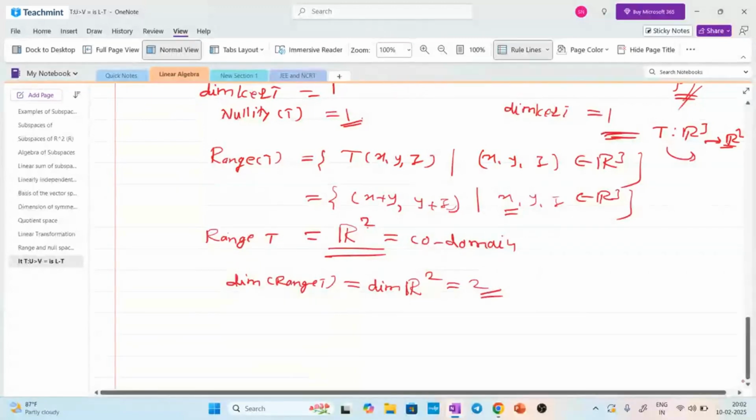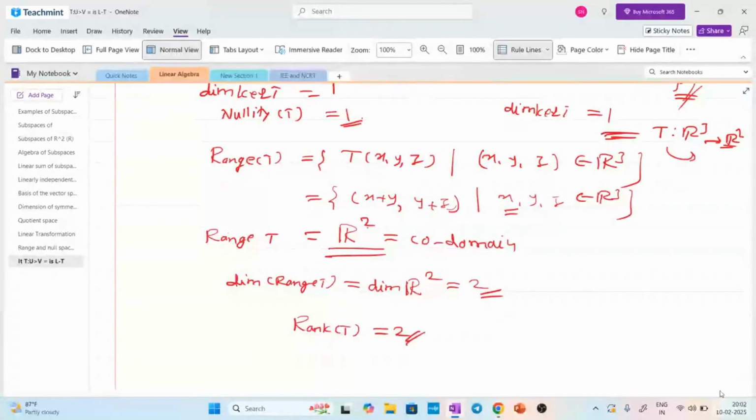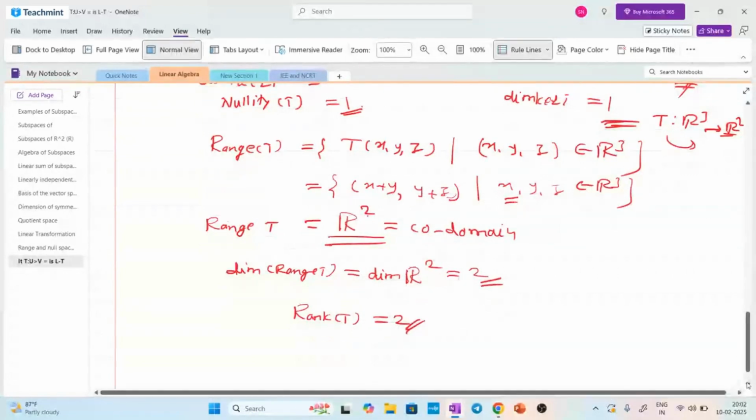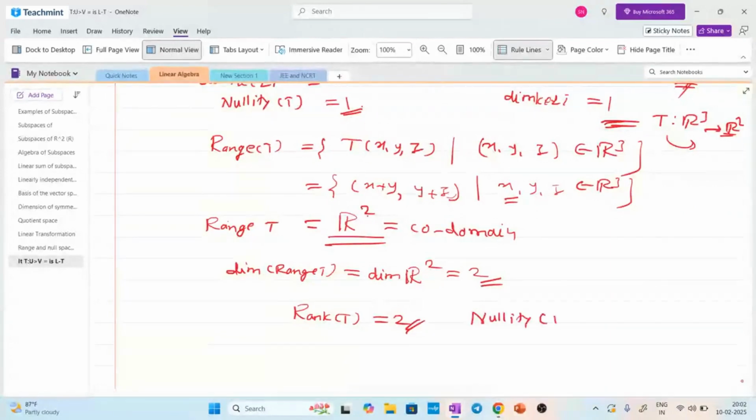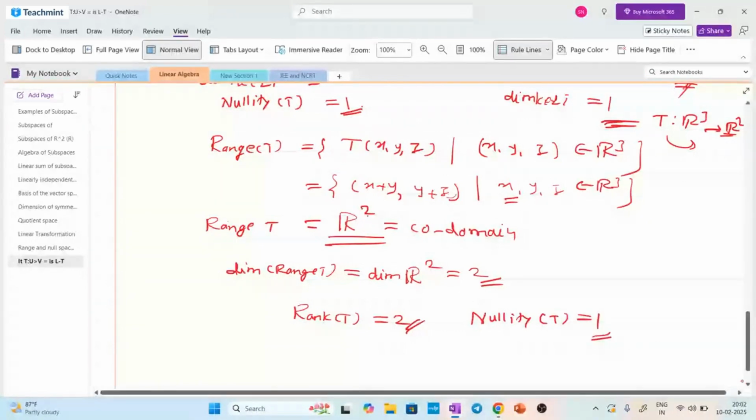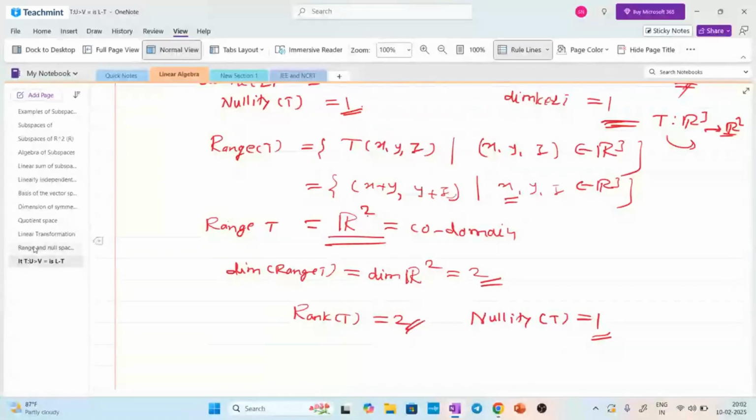But the dimension of the range of T is the rank of T. The rank of T is 2. Therefore, the rank of T is equal to 2, and the nullity of T is equal to 1. These are the results: the rank of T is 2, the nullity of T is equal to 1. Okay, I have solved this example for you.